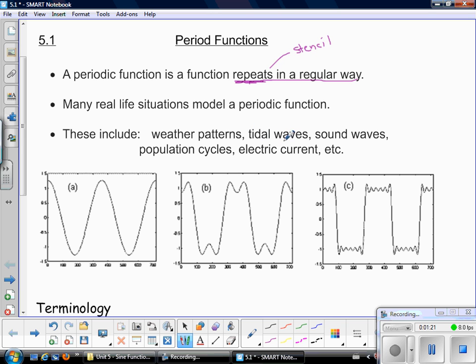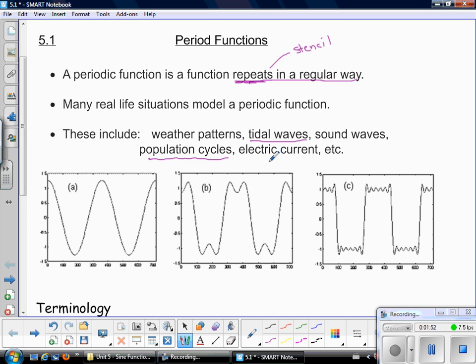Another thing that repeats in a regular way is tidal waves, right? So high tide, low tide. Okay, it happens every 12 hours, high tide, low tide. So again, it happens in a regular manner. Sound waves also repeat in a regular manner. Population cycles, especially if you look at population cycles of animals or even insects for that matter. We know that, for instance, certain insects only come out after so many years, and that's its cycle.